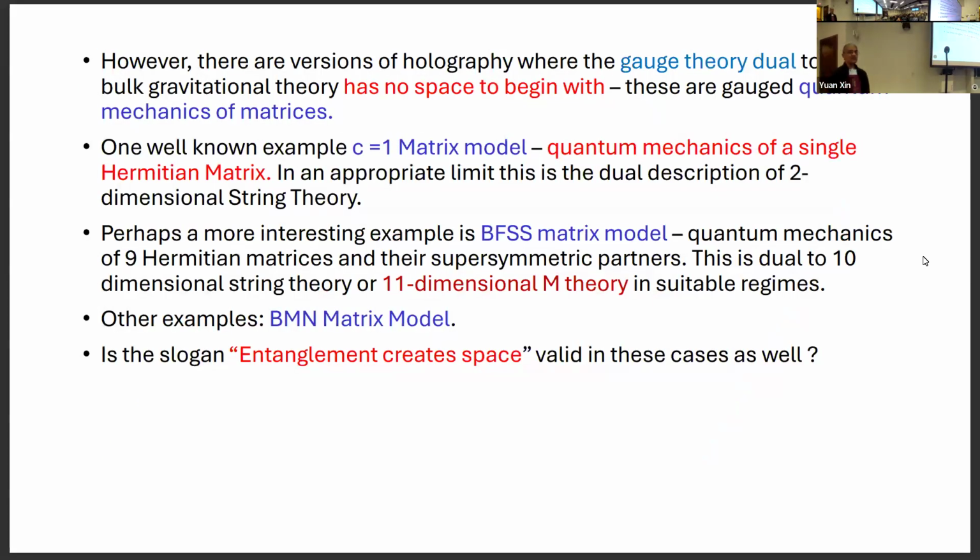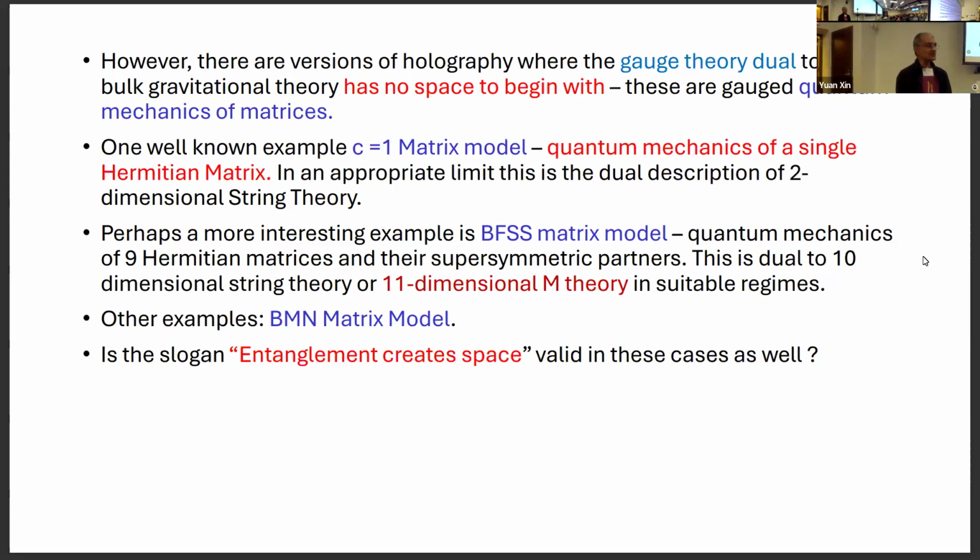However, there are versions of holography which sometimes predate the AdS/CFT correspondence, where the gauge theory dual to the bulk gravitational theory has no space to begin with. These are typically gauged quantum mechanics of matrices. A well-known example is something called the c=1 matrix model. It's a quantum mechanics of a single Hermitian matrix, and in an appropriate limit, its dual description is two-dimensional string theory.